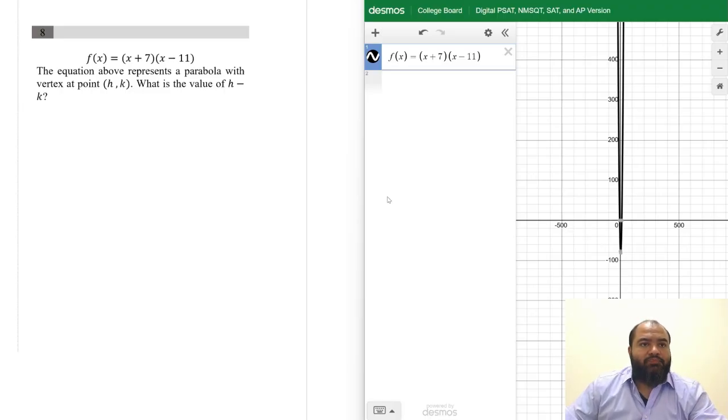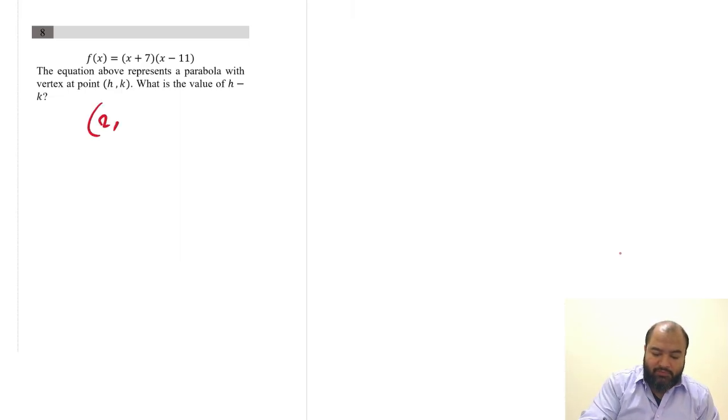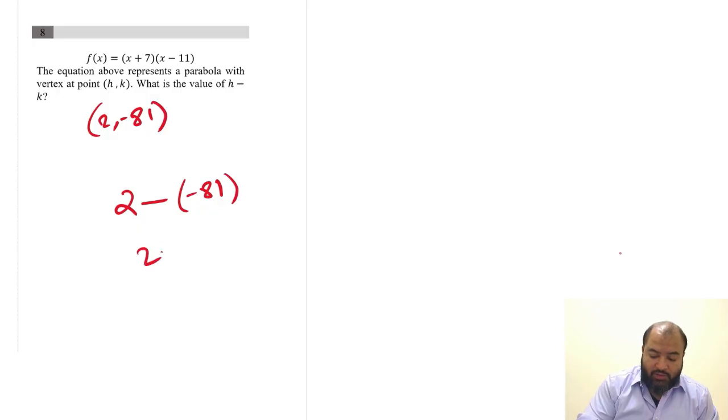Question number 8 is asking: the equation above represents a parabola with vertex (h, k). If you want to find the vertex, you can just type it into Desmos. So the vertex would be (2, negative 81). Now, h is 2 and k is negative 81, so h minus k is actually 2 plus 81, that's 83.